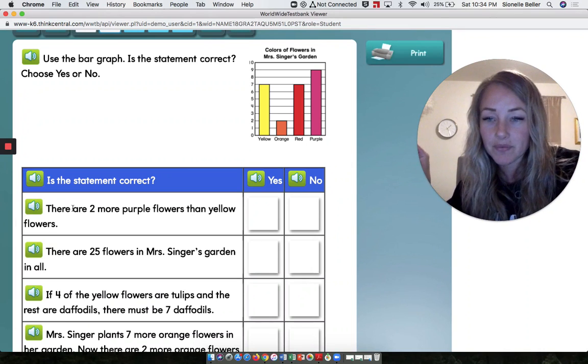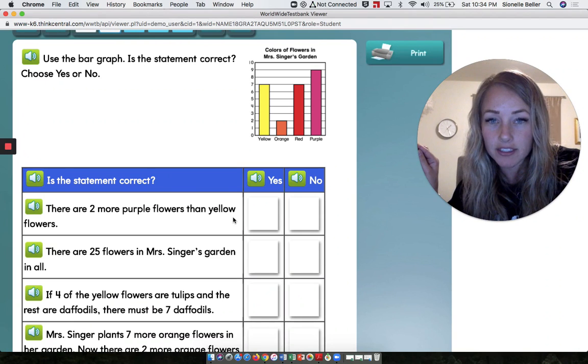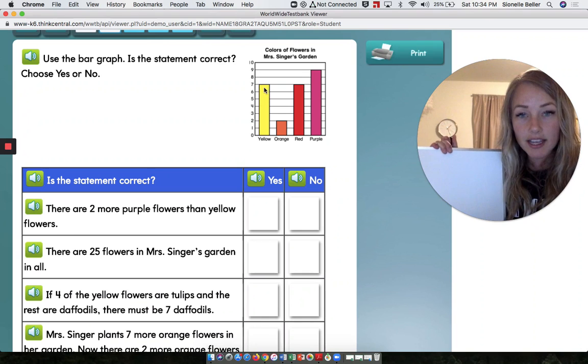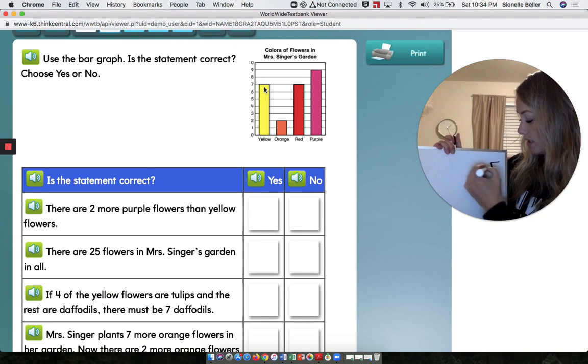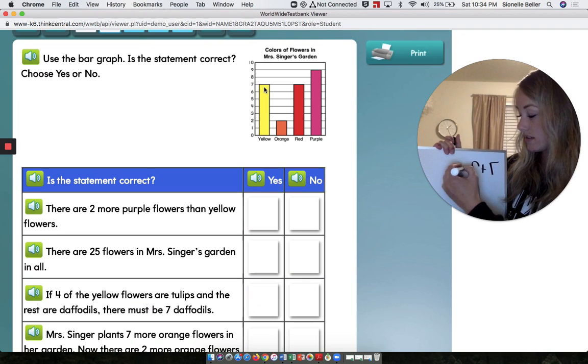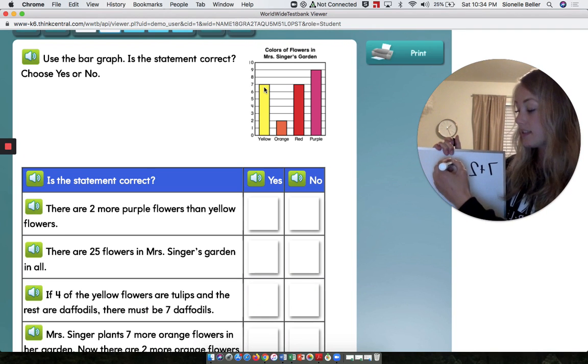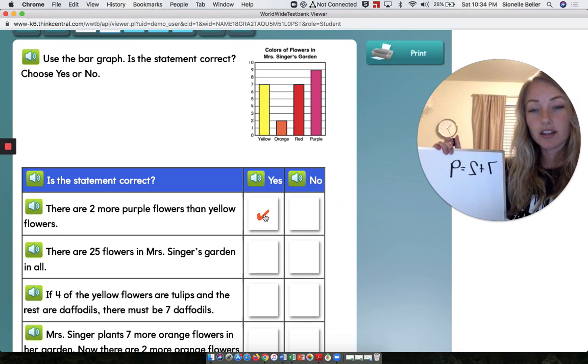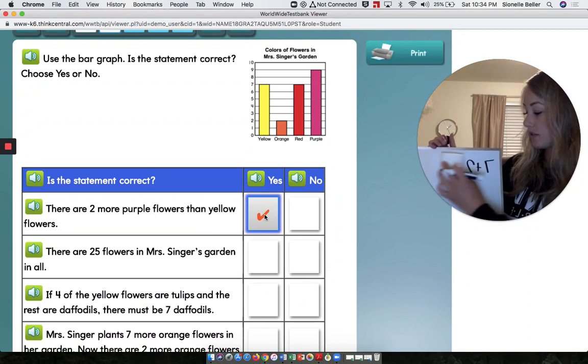Is it true or not? The first one says there are 2 more purple flowers than yellow flowers. Okay, here's purple, here's yellow. Are there 2 more purple? Well, here's yellow. Let's go up 2 lines. 1, 2. Is that the same as purple? Yes, it is. So there are 2 more purple. We can also say yellow. There's 7 flowers. If we add 2 to that, what would it equal? 7 plus 2 is 9. Are there 9 purple flowers? Yes. So there are 2 more purple flowers than yellow flowers. The first one is a yes.